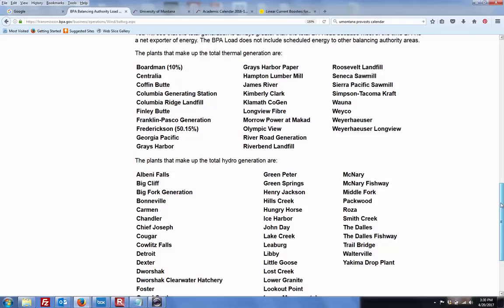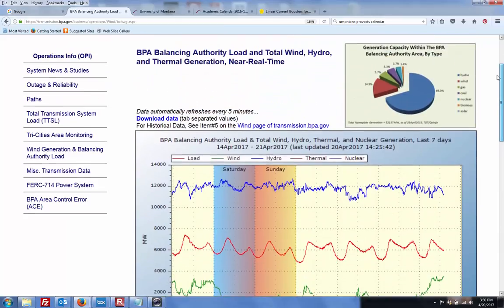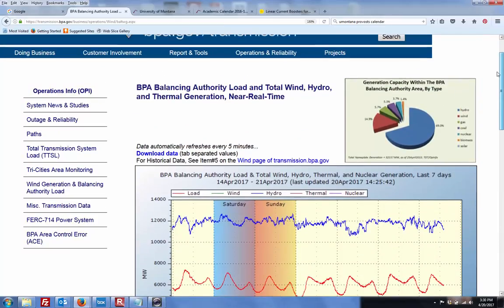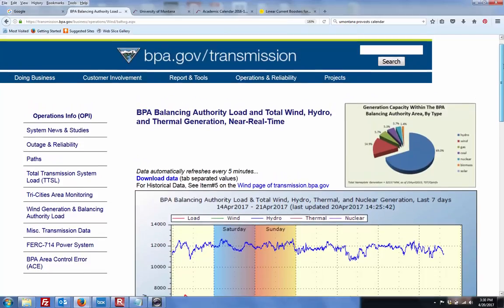Now, this is strange. Plants that make up the total thermal generation. So Colstrip's not even on here. See, it's just on that other map we were looking at before. The information is a little lacking. Well, is this the same thing as the map we were just looking at? It wasn't on there. Exactly, yeah. It's just a different part of the grid. Washington, Oregon, Idaho. Yeah.